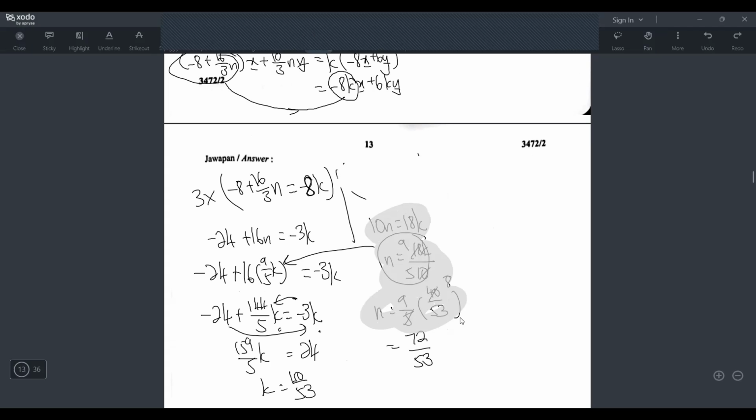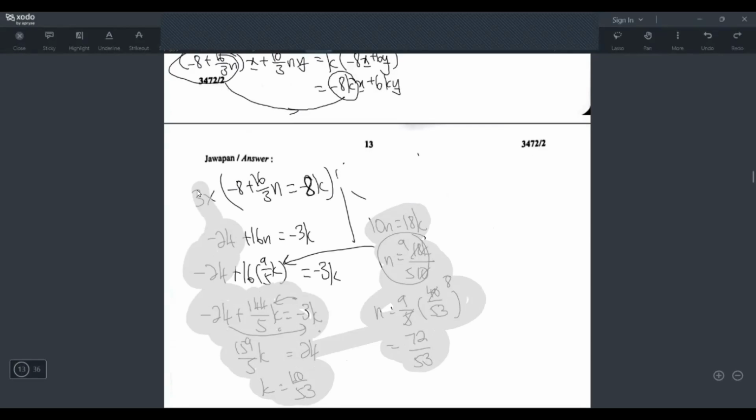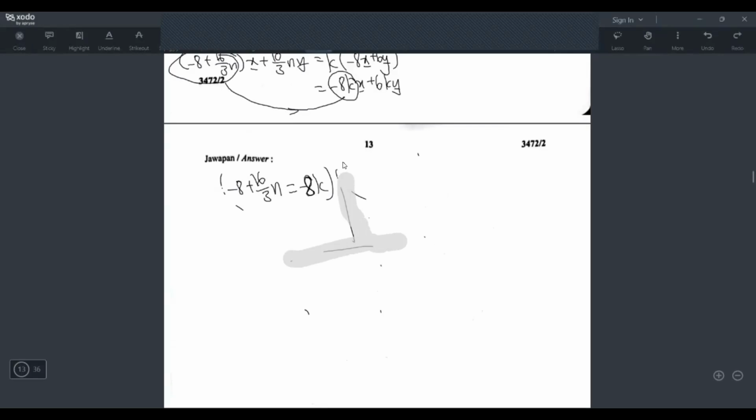Okay, it's okay. Sometimes this happens. We just do it again. It's fine. All right, so let me write everything nicely this time. So negative 8 plus 16 over 3n equals to negative 8k, right? But I only wrote k just now. That's why I got it wrong.